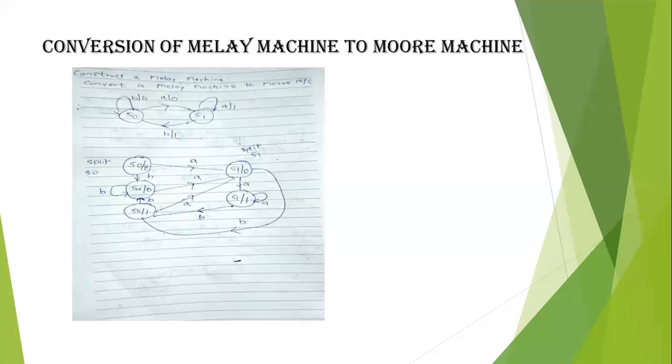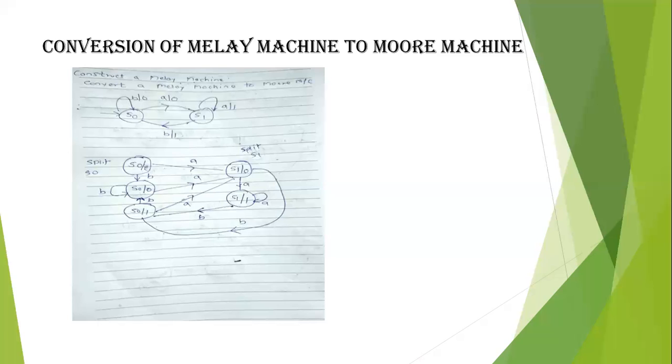Again, S0 is going to itself, but where is it going? For the output 0, so S0/0 is the intermediate state. So we have to connect S0/epsilon and S0/1 to S0/0 for the input B. Again, it is a self loop, so we connect S0/0 to itself for the input B.